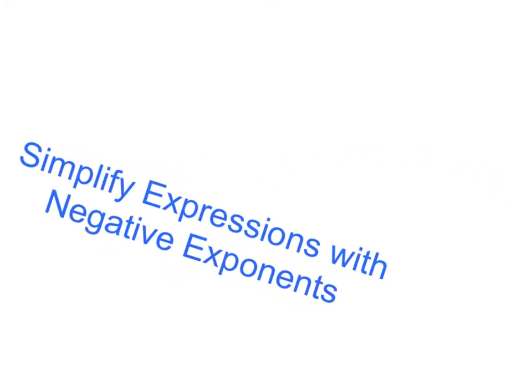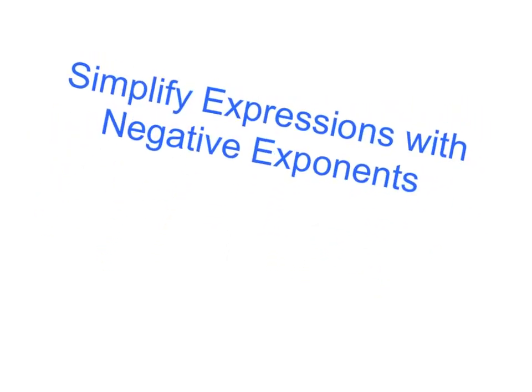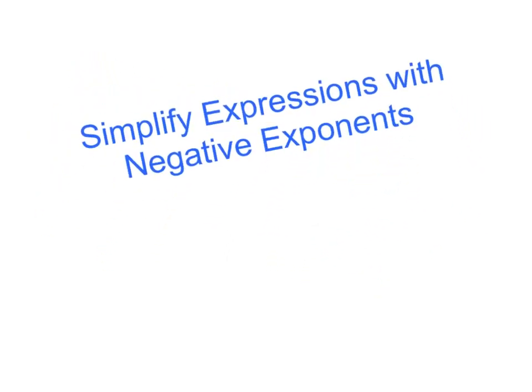In today's lesson, we will be simplifying expressions with negative exponents. Before, we evaluated negative exponents when we had all numbers, like 2 to the power of negative 3. But now expressions mean variables. So what if we have x to the power of negative 3? What do we do?